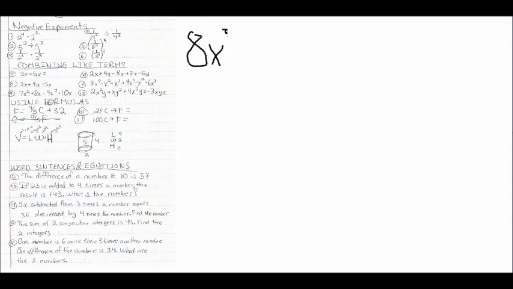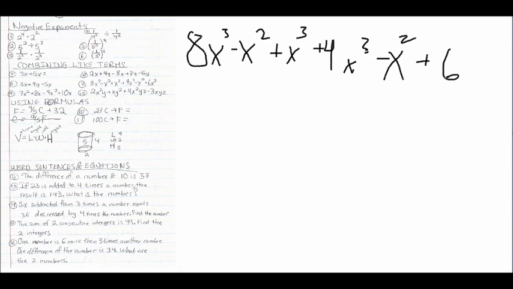For number 11, though, I know we're working backwards. Let's work that together. I'll help you out. Number 11, I think, is a little bit different. We have 8x cubed minus x squared plus x cubed plus 4x cubed. Oh, this is getting complicated. Cubed minus x squared plus 6x cubed. Alright, that should be more interesting for us.